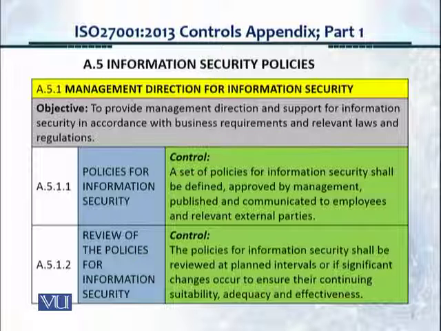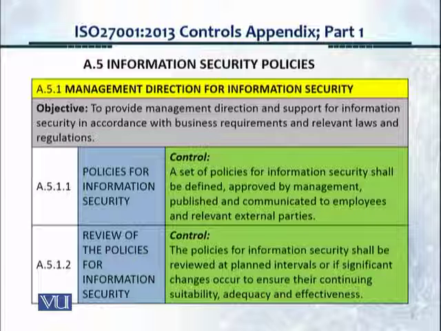Okay? And then we have the actual control, which is lying below the control objective, which is in turn lying below the group control, which is A.5, and then A5.1. And then we have A5.1.1, which is the actual control. A5.1.1 says policies for information security. And this control in green now, the description of the control, says a set of policies for information security shall be defined, approved by management, published, and communicated to employees and relevant external parties.